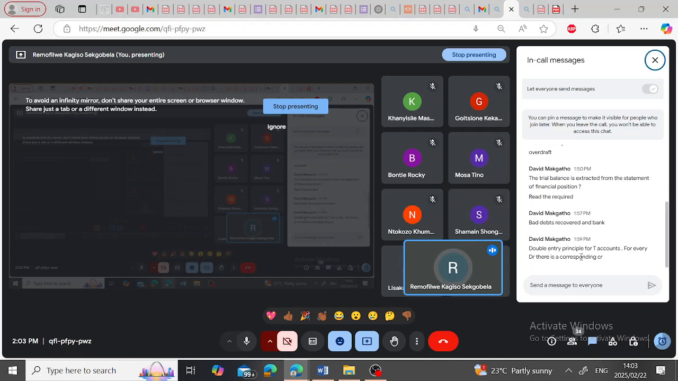David Mahato, double entry principle for T accounts: for every debit there is a corresponding credit. Yes, you're even using big words, corresponding. Yeah, yes, you are getting it. Is there anyone else online with a question before we start with the activity?